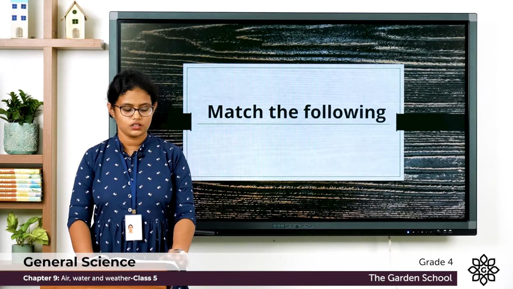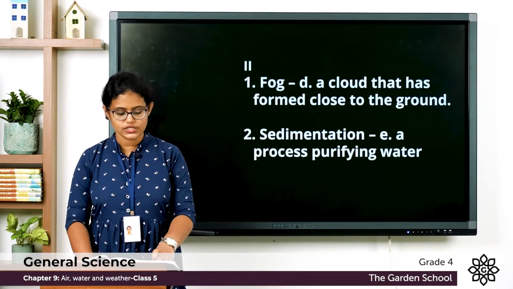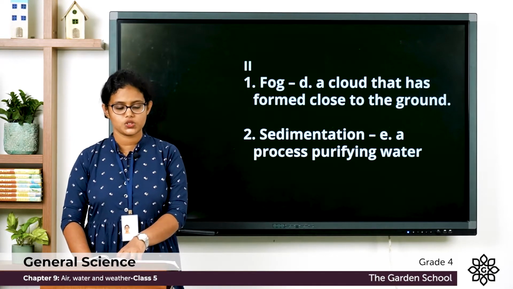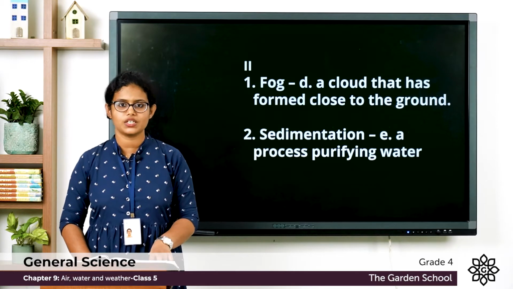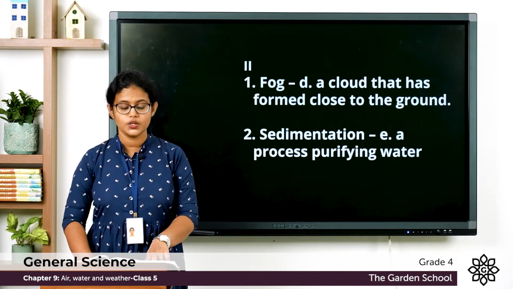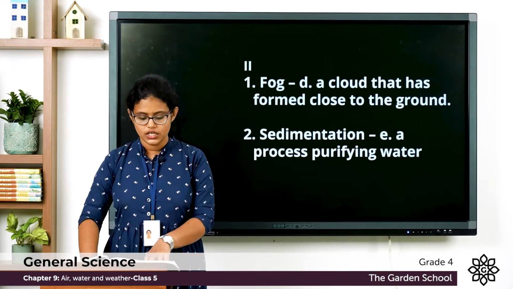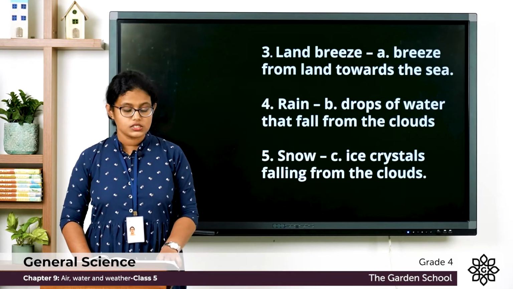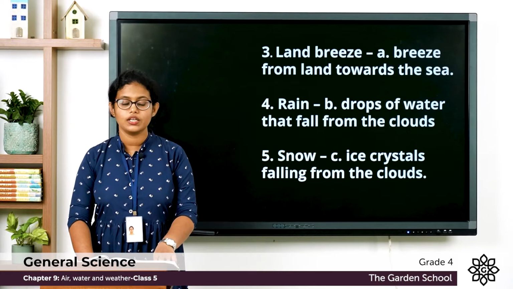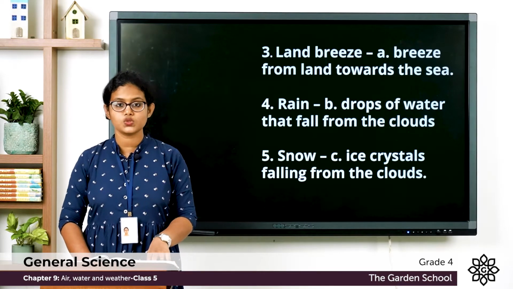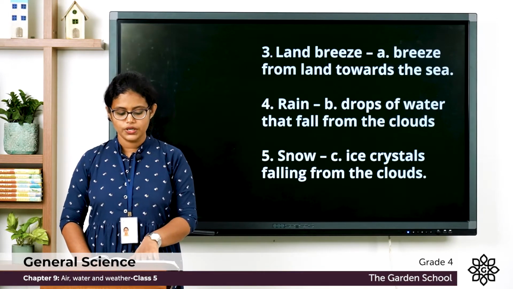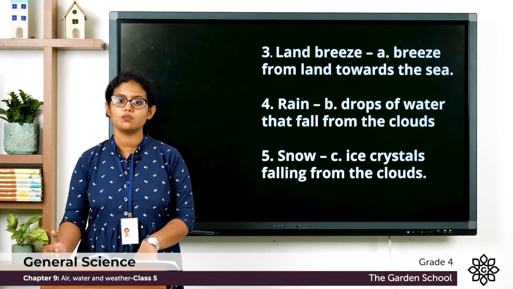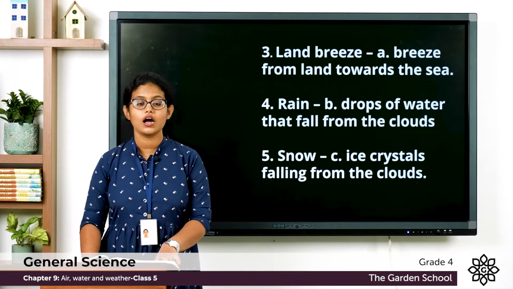The first one, fog. What is the answer? A cloud that has formed close to the ground. Second one, sedimentation. What is the answer? You can match with letter E. A process of purifying water. See the third one, land breeze. You can match with letter A. Breeze from land towards the sea. That causes land breeze.